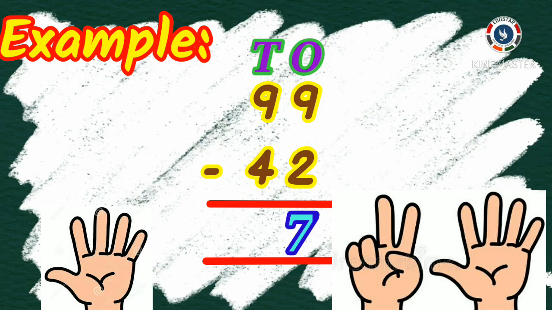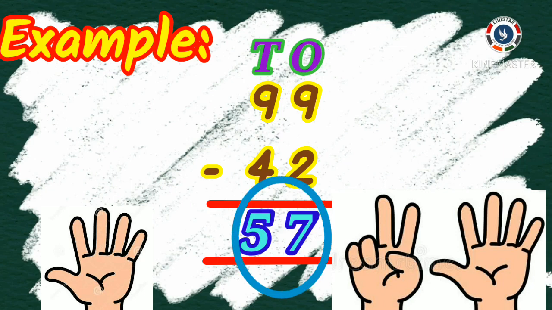Now we can count the fingers. 1, 2, 3, 4, 5. So the 9 minus 4 answer is 5. The difference between 99 and 42 is 57. Children, I hope you are all clear in this concept. So let us write classwork for this.